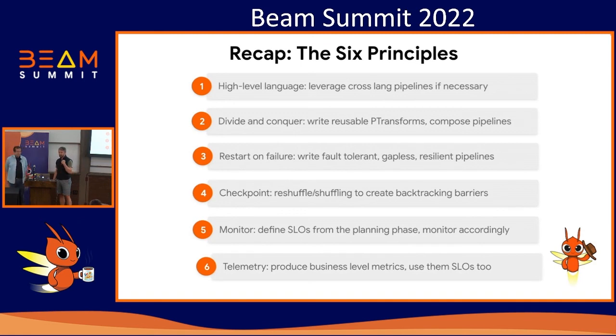So your runner will provide low level metrics, but don't limit yourself to those, and use the features that exist in Beam to also define higher level metrics with business meaning. That would be like the distribution of latencies, for example, based on the calls to an external service.